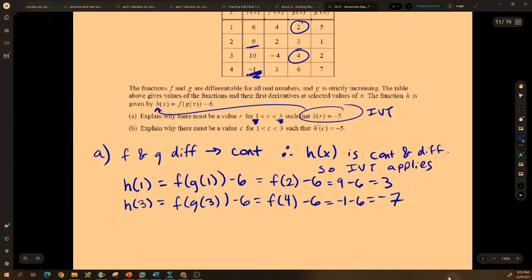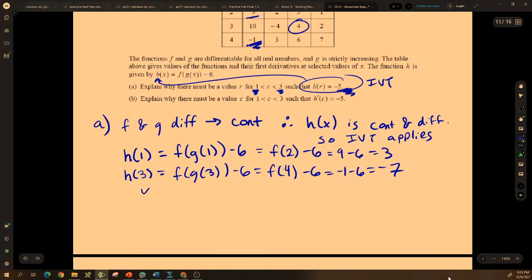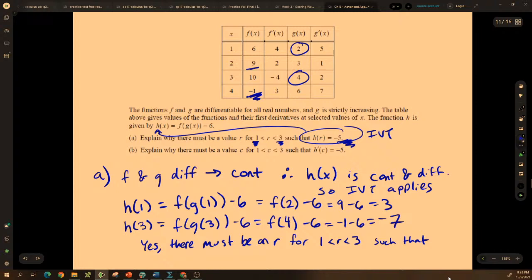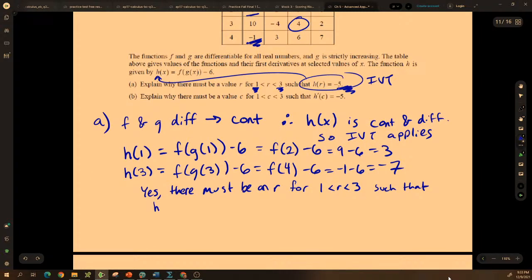So is negative 5 in between 3 and negative 7? Yes, it is. So I could say, yes, there must be an r for 1 less than r less than 3. I'm just going to repeat what they wrote. Such that h of r equals negative 5. And I'm going to say by IVT.